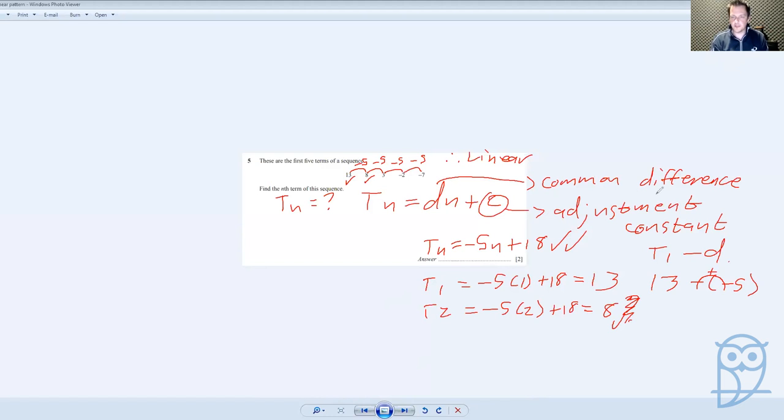So remember, once again, common difference, what you're doing each term to each term, I'm subtracting 5. My adjustment constant, I told you, is always going to be the formula T1 minus d. In other words, the value of the first term minus my common difference, which was minus 5. And that's my formula. Fantastic news.